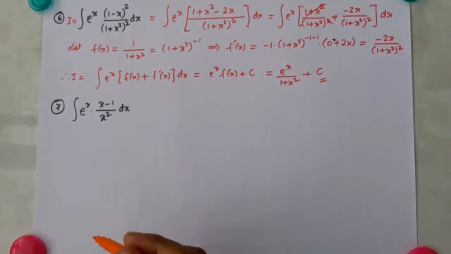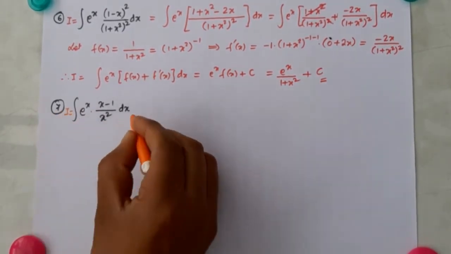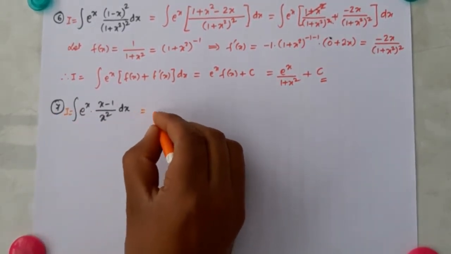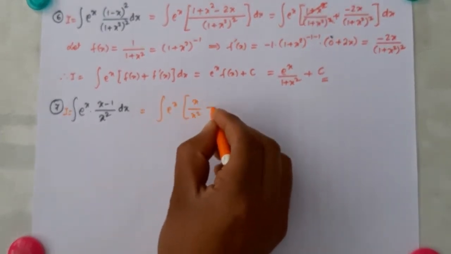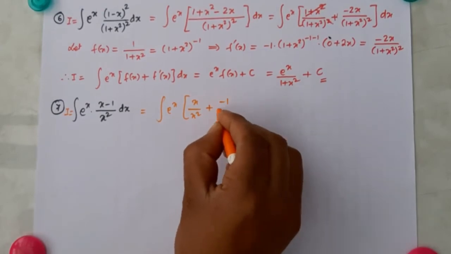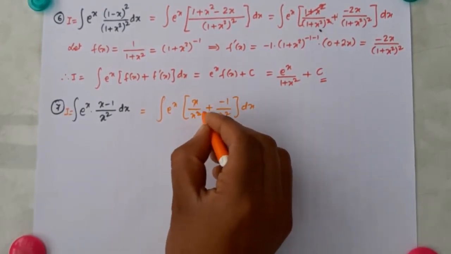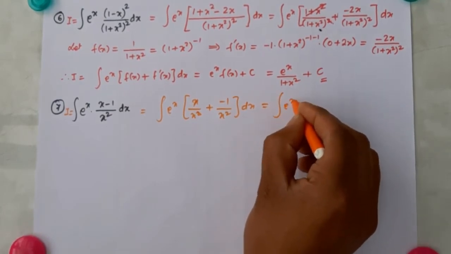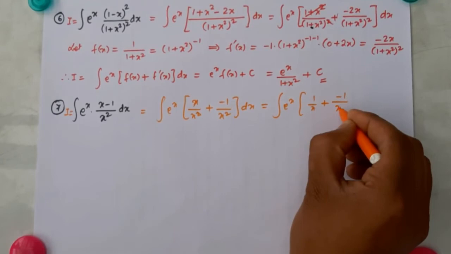Similarly, if you see this problem, the same thing will happen. If you call this I, this can be written as e to the power x, 1 by x plus, you can write this as, minus 1 by x square dx. So this and this get cancelled. In fact this is e to the power x (1 by x plus minus 1 by x square).